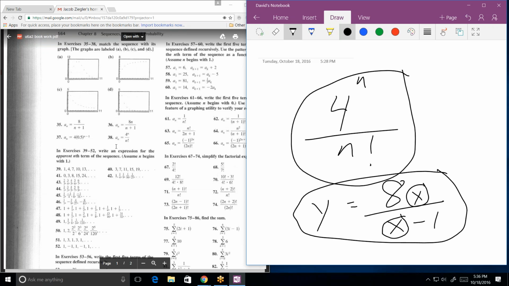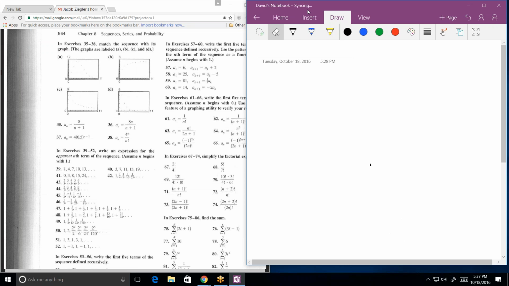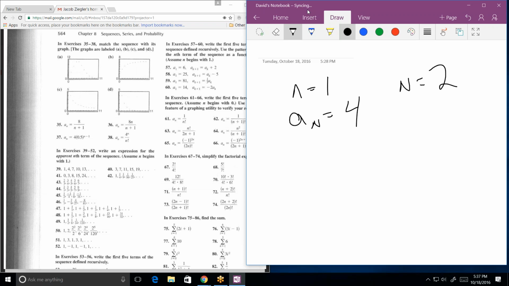Now, the rest look kind of similar, although if we look at 38 and start evaluating it, what's 38 when n is 1? Would it just be 4? Yeah. Now, what is it when n is 2? 4/3. No, it's going to be 4 squared all over 2 factorial. That's 16 divided by 2. It's going to be 8.